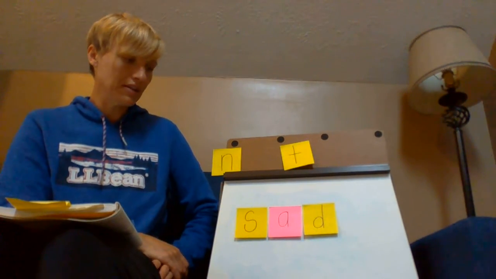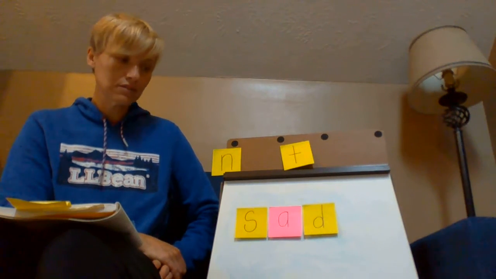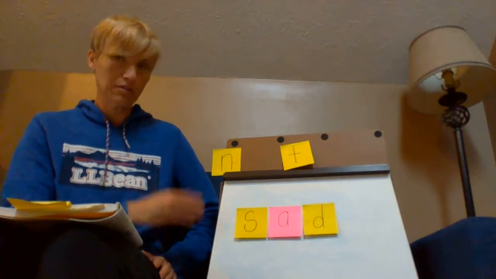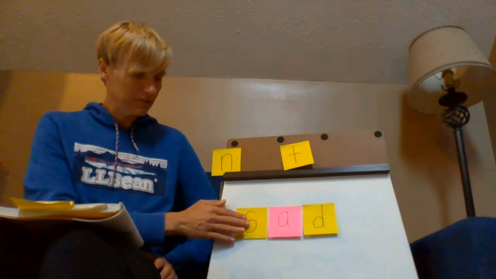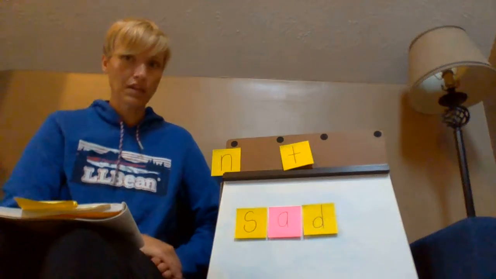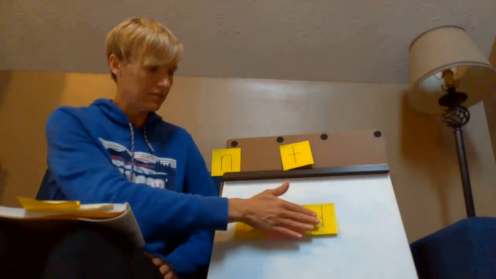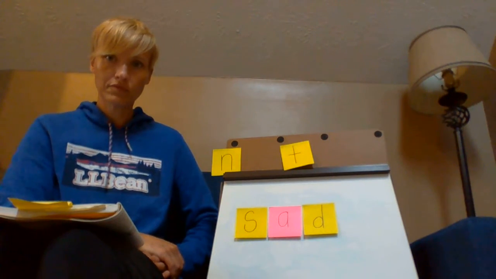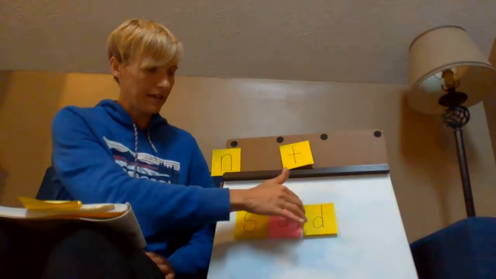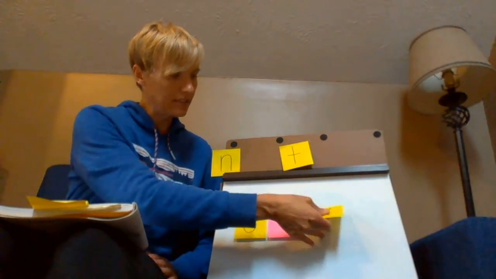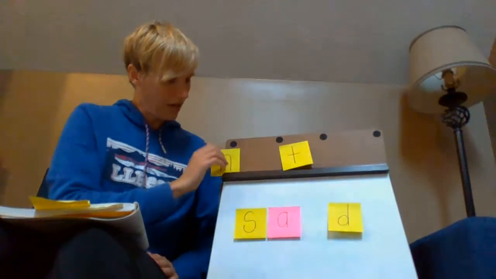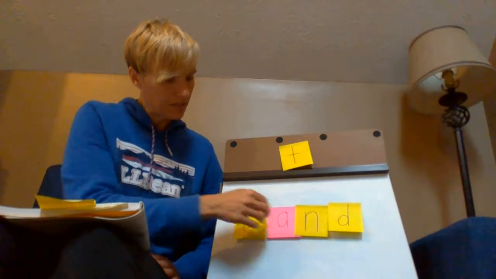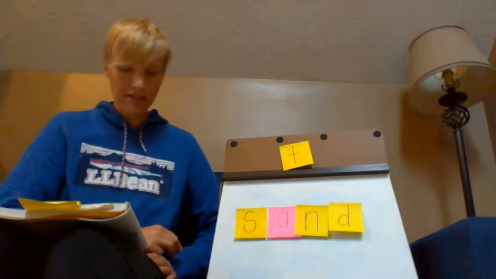Now I want to add 1 letter to sad to make the word sand. My kids have a big sand box. Sand. Where would I add the letter to make a 4-letter word sand? Think about it for a minute. I'll let you think for a moment. And I hear it right here between the A and the D, so I'm going to scoot the D over. And I'm going to put my N. Sand. Good.